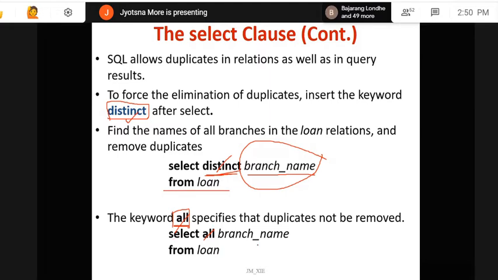If I just write select branch name from loan, again it will give the redundant values. And if you are writing select all branch name from loan, you will get the same result. Okay, so if you want redundant values, you can use the ALL keyword, or you cannot use any keyword. And if you don't want the redundant values, you have to use the keyword DISTINCT. Fine.